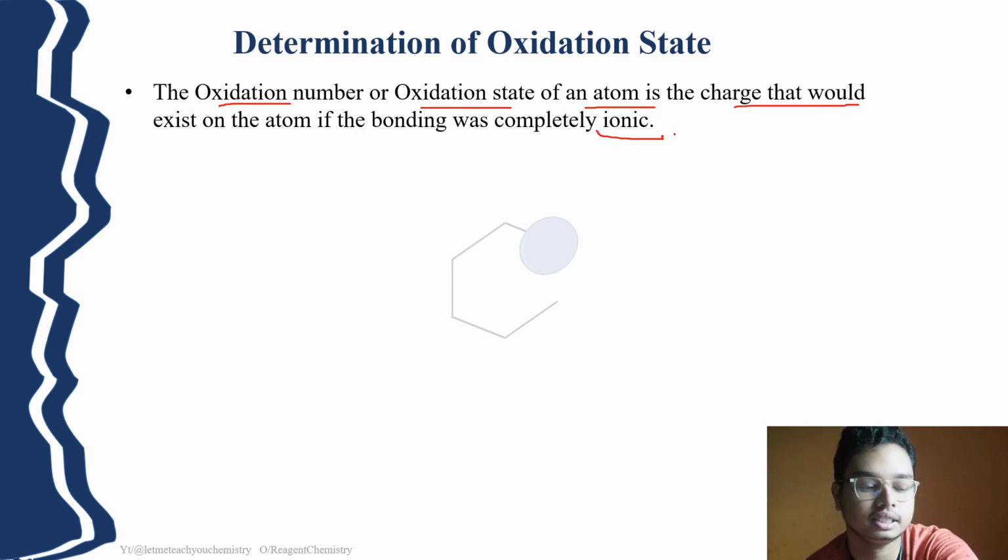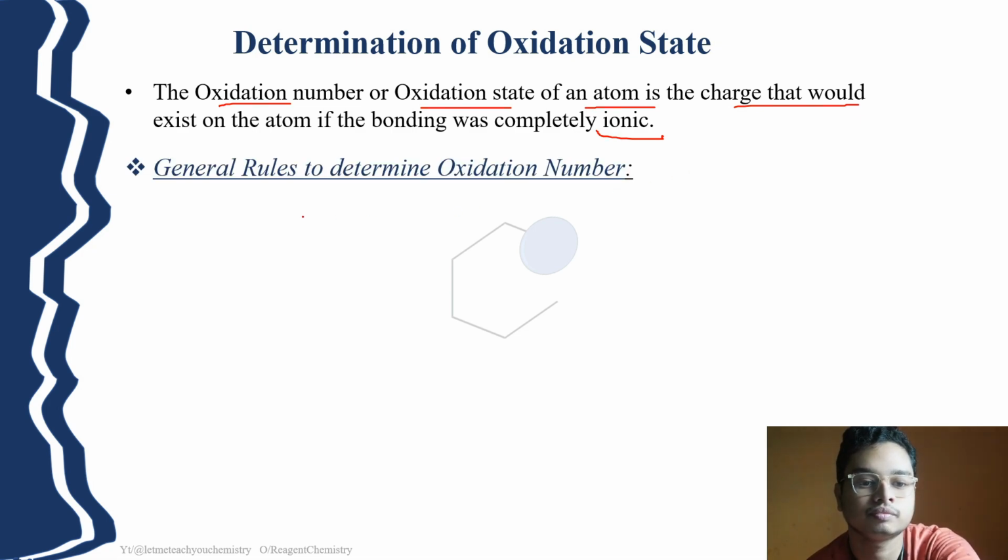Not only reagent chemistry, but in any kind of organic transformation, or precisely in any redox transformation, the determination of oxidation state is very, very important. Now, how to determine the oxidation number of any organic compound? There are certain rules.